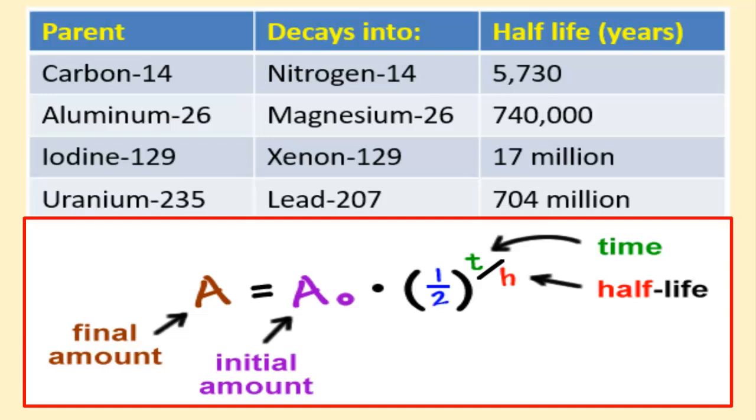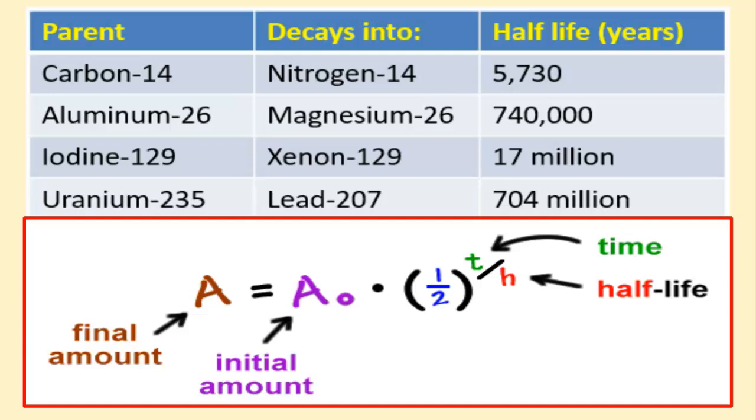Here we see a couple radioisotopes. Carbon-14 has the shortest half-life of 5,730 years, and uranium-235 has the longest half-life of 704 million years. So the half-lives of certain radioisotopes can vary greatly depending on the radioisotope you're talking about.